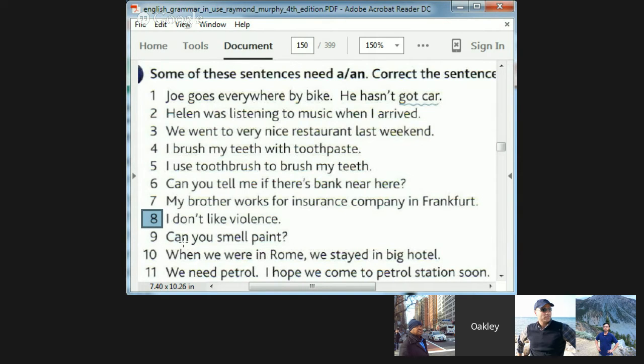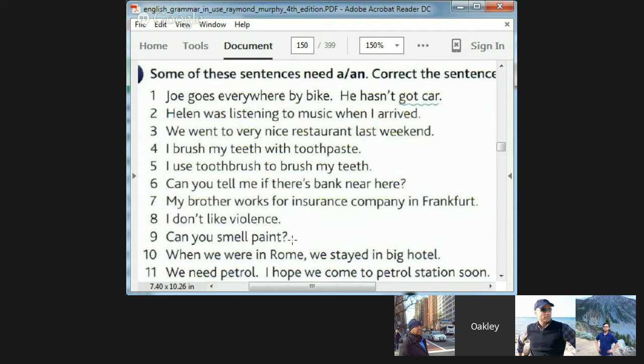That's correct. Okay. Philip, number 9. Can you smell paint? Is that okay? It is okay. Paint is uncountable, being a liquid. Basically, all liquids, regardless of whether you can drink or eat them, are uncountable. All gases too: oxygen, you can't have 3 oxygens. A fire can be countable or uncountable. Wait, I don't want to confuse you.